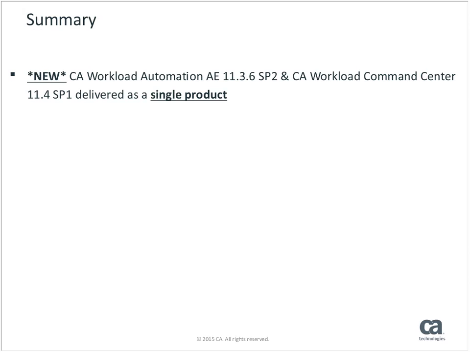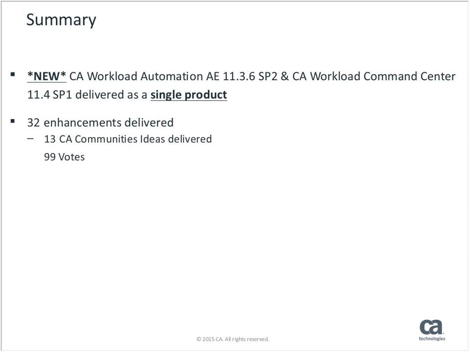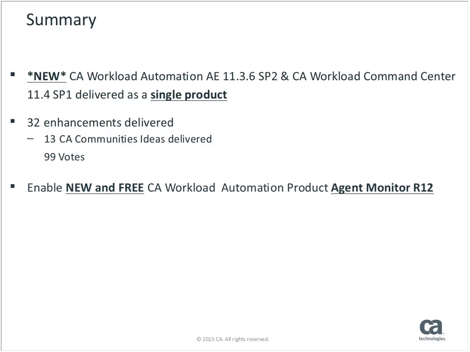Another thing, there were 32 enhancements delivered. 13 are ideas delivered from communities, and for the 13 CA communities ideas, there were 99 votes on the community side. We introduced a new and free CA Workload Automation Agent Monitor, and you can take advantage of it.